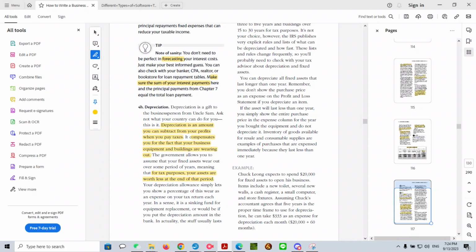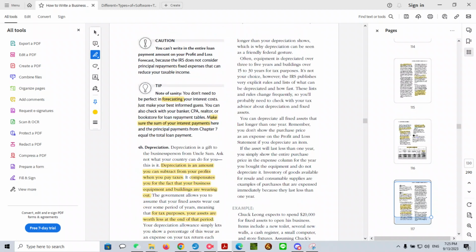Assets to depreciate. There's a certain amount each year you can take as an expense, or as a depreciation expense to be more precise. That reduces your profit. You can take it as a minus from your profit because you're taxed on the profit.